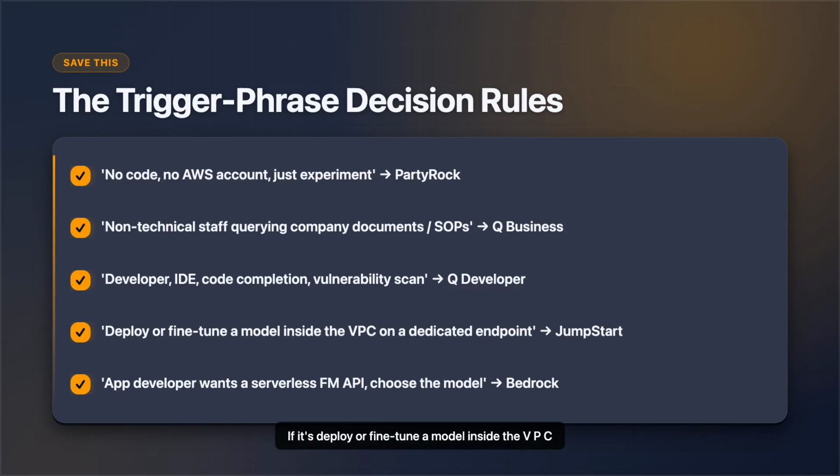If it's deploy or fine-tune a model inside the VPC on a dedicated endpoint, that's JumpStart. And if it's an app developer who wants a serverless foundation model API and the freedom to choose the model, that's Bedrock. Read for the persona, and the service picks itself. Amazon Web Services didn't build 5 competing services. It built one generative AI capability and gave each persona the exact surface they need.